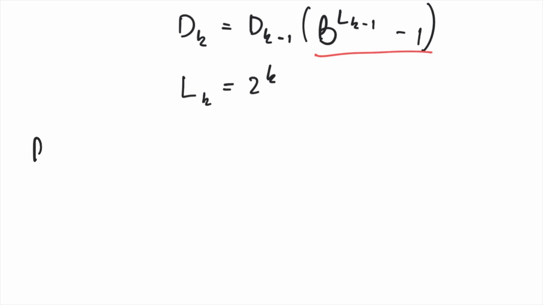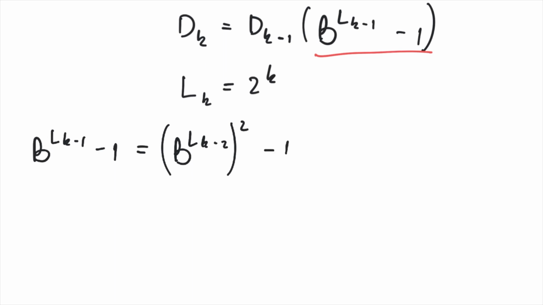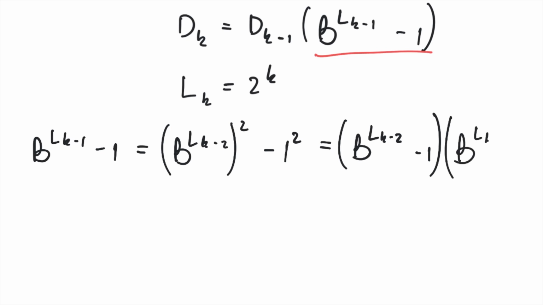So we have b^(l_{k-1}) minus 1. We can write it as b^(l_{k-2}) squared minus 1 squared, because 2 times l_{k-2} is l_{k-1}, and 1 squared is 1. And this is a difference of squares, so I can write it as b^(l_{k-2}) minus 1 times b^(l_{k-2}) plus 1.